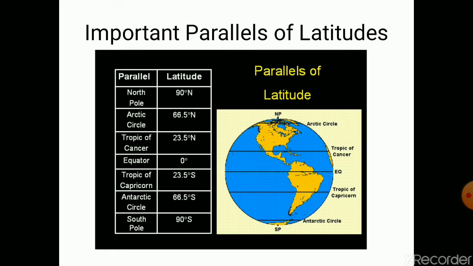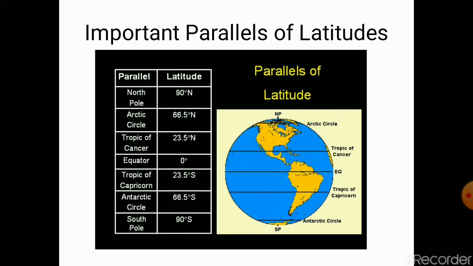Here in this diagram you can see some of the important parallels of latitudes. As you already know about the equator 0 degree, North Pole 90 degree N and South Pole 90 degree S, there are 4 other important parallels. 2 of them, that is Tropic of Cancer and Arctic Circle, lie between the equator and the North Pole, whereas Tropic of Capricorn and Antarctic Circle lie between the equator and South Pole.